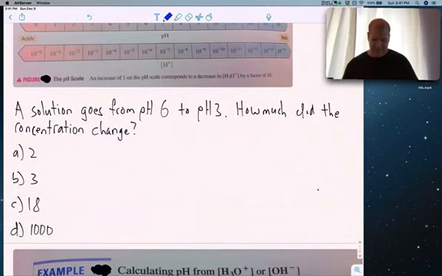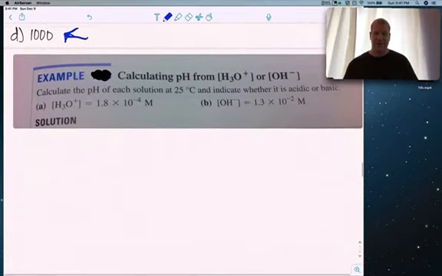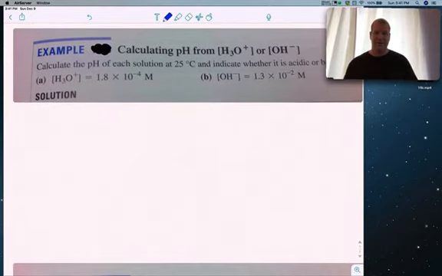So a solution goes from pH 6 to pH 3. How much does the concentration change? pH is a logarithmic scale. 3 units, it's 10 to the third. It's actually 1,000. So keep that in mind with pH change. It is actually a factor of 1,000. Calculate the pH of each solution at 25 degrees Celsius. Say if it's acidic or basic. A is straightforward. It's just minus log of 1.8 times 10 to the minus 4.